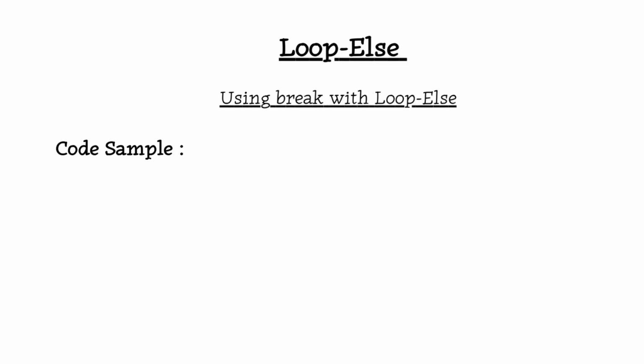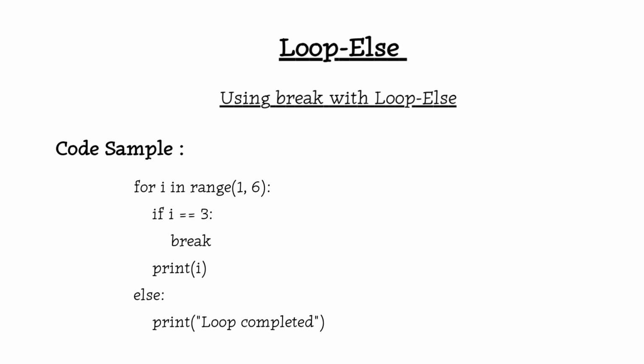So for the same, I have written a small code snippet over here. I have briefly explained the things here, and in the later view, I will explain in a practical way how it exactly works, step by step. For the same, I have written a code: for i in range 1 to 6, if i is equal to 3, then I'm using the break statement to break the loop, and I'm using the print statement to print the value of i.